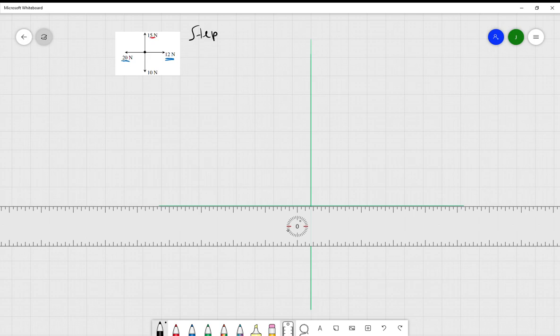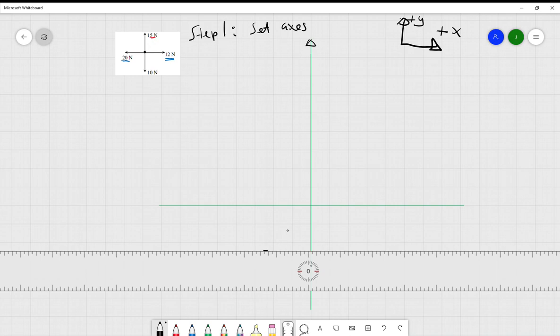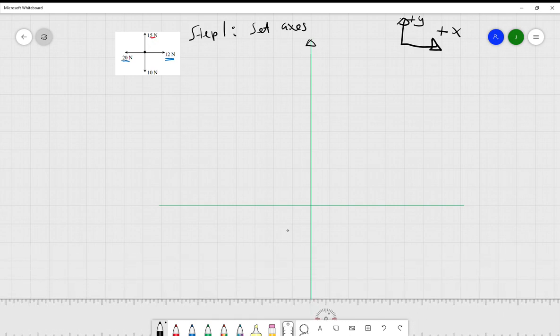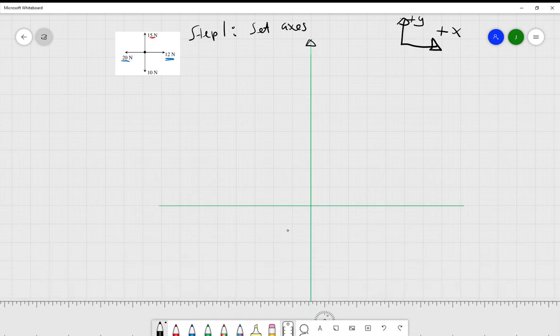So step one is always set the axes. It's just a good thing to get yourself into. Now I'm just scribbling it here, but positive x is in this direction here, and positive y is in the vertical. You can easily put them here as well if you wanted to. So let's move this ruler out of the way. So what do we want to do here?